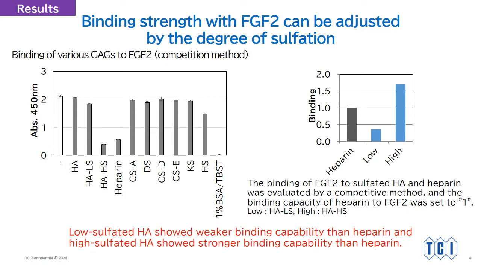The binding properties of the sulfated HA variants to FGF2 were compared with those of other glycosaminoglycans. HAHS showed higher binding affinity to FGF2 than heparin and heparan sulfate. In contrast, HALS showed lower binding affinity to FGF2 than heparin. This indicates that the binding strength of this material can be changed by controlling the degree of sulfation.